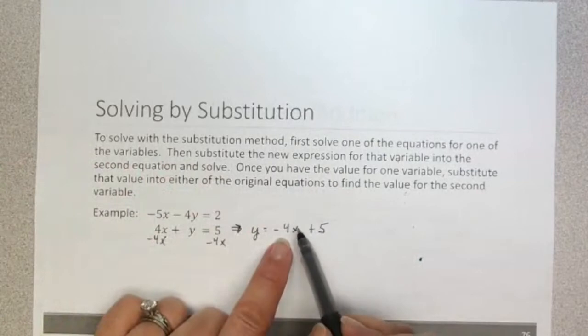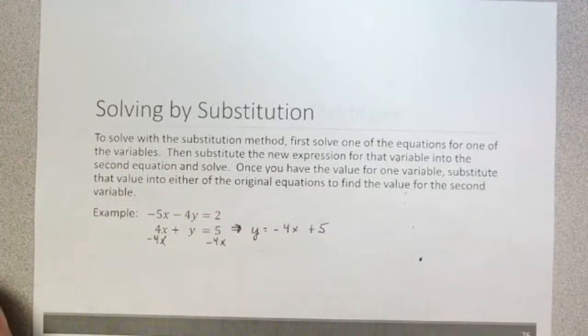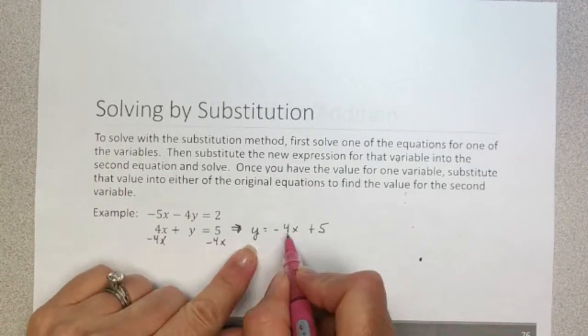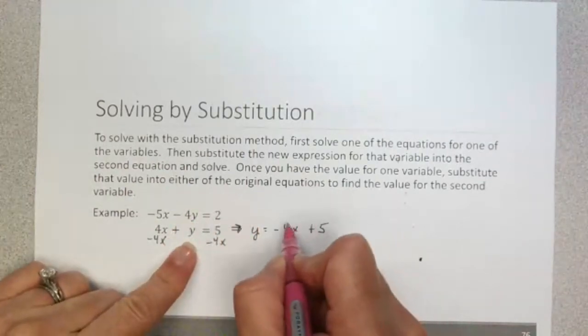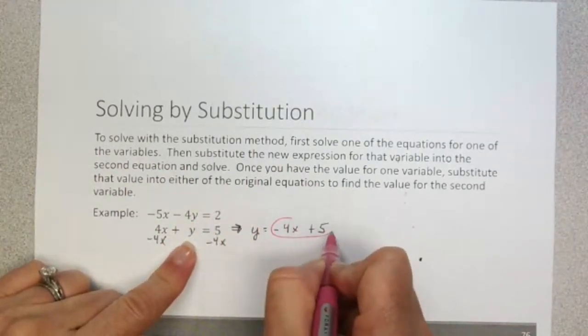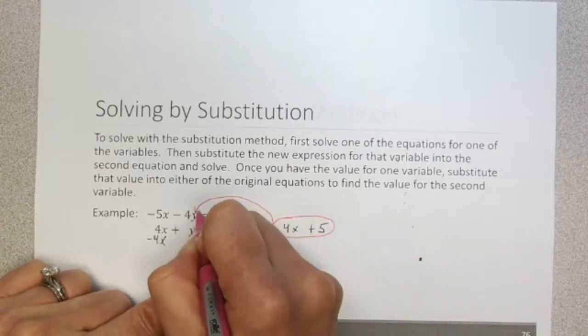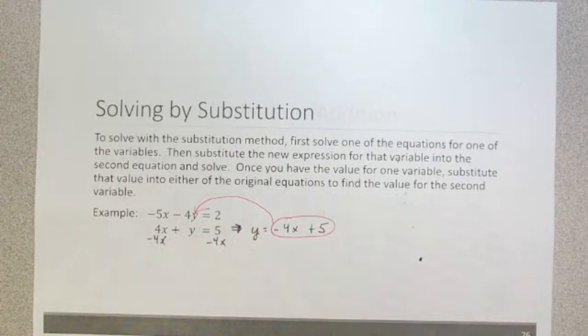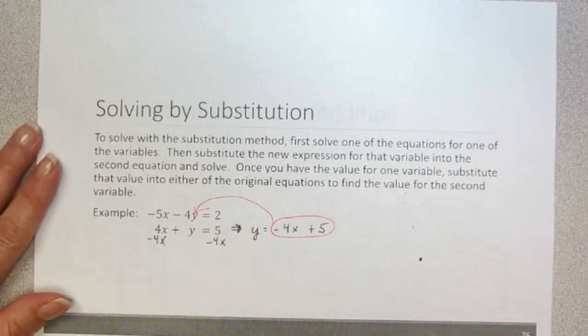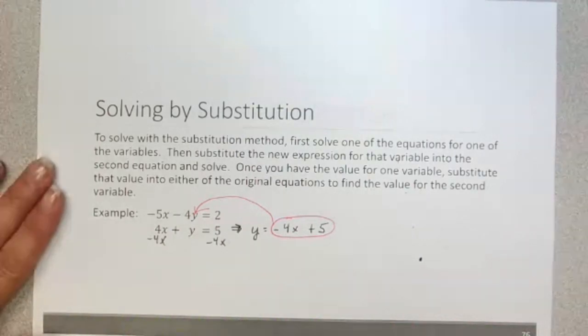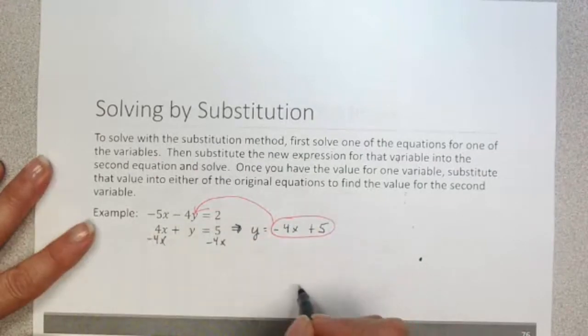Okay, now I have this expression for y in terms of x, right? So I can take this expression for y and substitute that in to the other equation where I see y. So we'll substitute it in right there. After I make that substitution, I now will have an equation that only has one variable in it, namely x, and I'll be able to solve for x. All right, so let's go ahead with that.